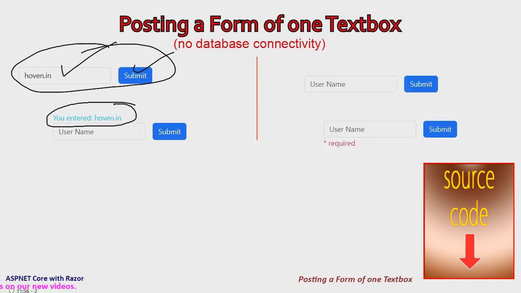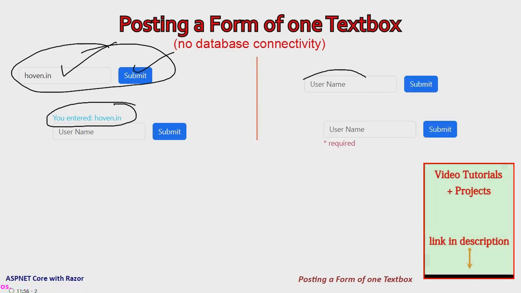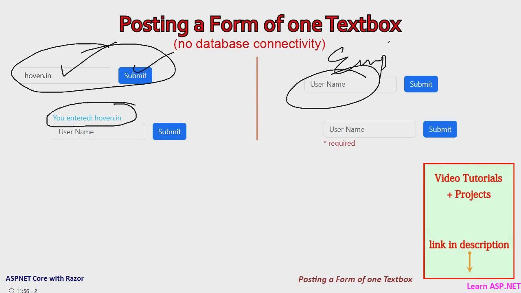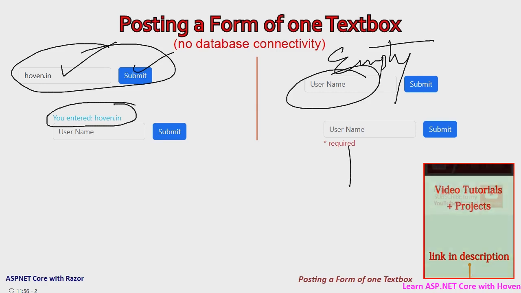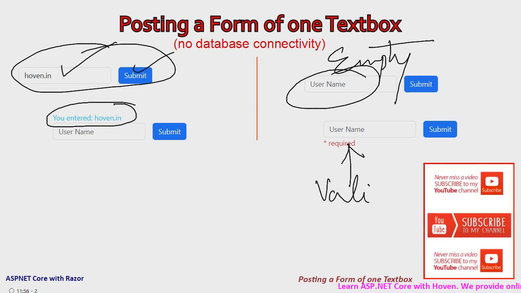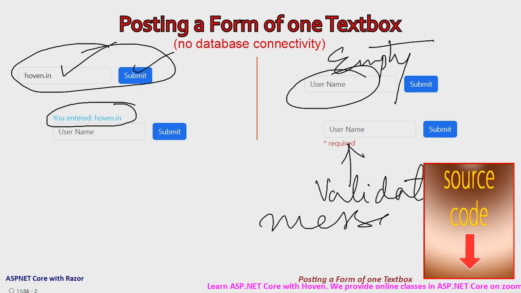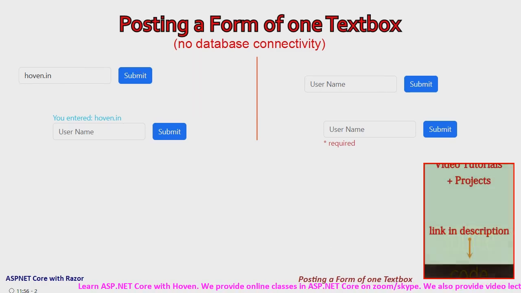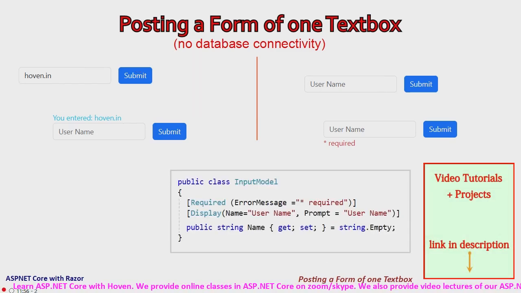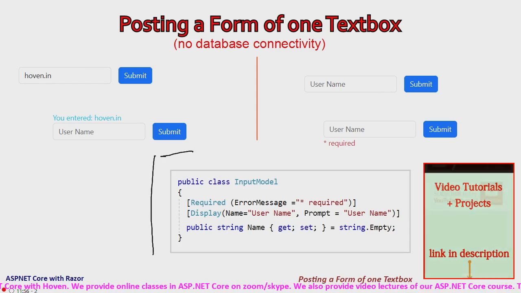So this is the objective. If the user doesn't type anything, if he keeps it empty, then a required validation error message must be shown to the user. For this we have to create a class.